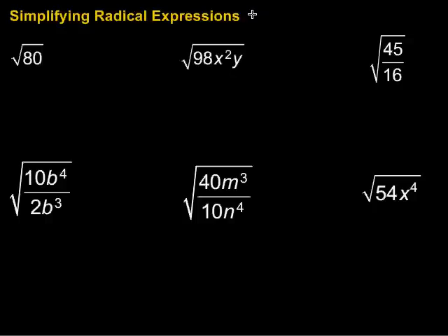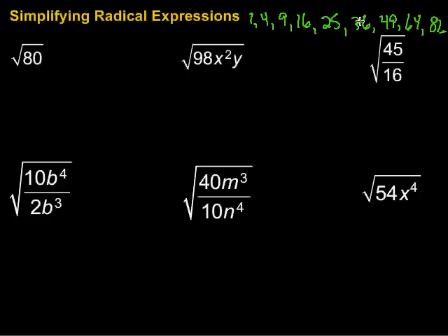Well, perfect squares, remember, let me just list out some of those for us. We have 1, 4, 9, that would be 1 times 1, 2 times 2, 3 times 3, 4 times 4 would be 16, 5 times 5 is 25, 36, 49, 64, 81, and so on. Those perfect square factors. If we can break up a square root using one of those perfect square factors, that will allow us to do some simplification.